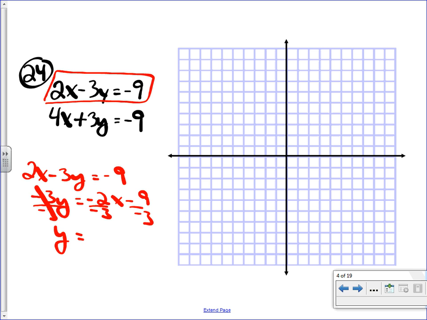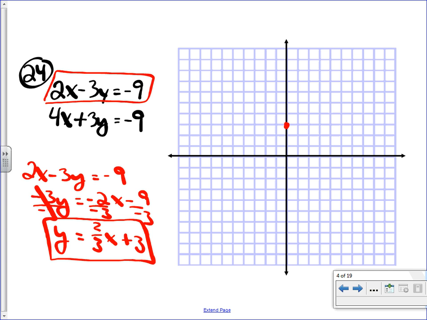And a negative 2 divided by negative 3 gives us a positive 2/3. And a negative 9 divided by negative 3 would give us a what? Positive 3. So here's my new equation. That's what I'm going to be graphing. So I'm going to come over here and start at 3. That's the y-intercept.